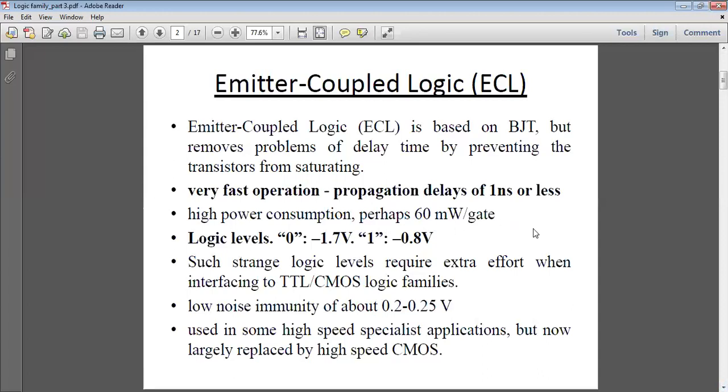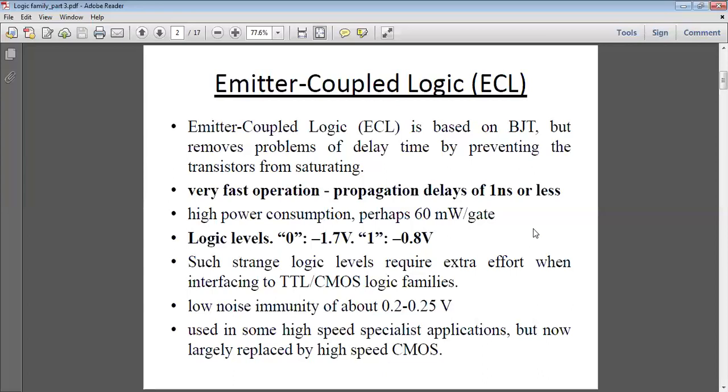Propagation delay is about 1 nanosecond or less, but power dissipation is high, perhaps 60 nanowatt per volt. Here, logic level 0 is considered minus 1.7 volt and logic level 1 is considered minus 0.8. But it is not a negative logic, it is a positive logic because the high level is towards ground, meaning less negative, and logic 0 is more negative. So it is a positive logic, but in terms of negative voltage.